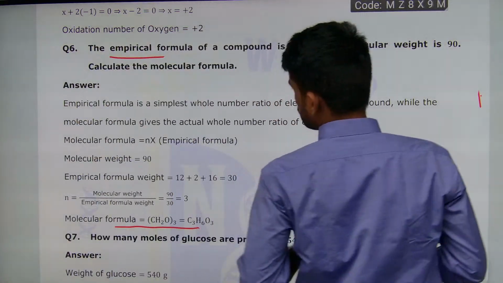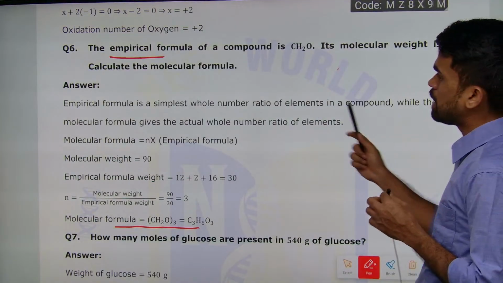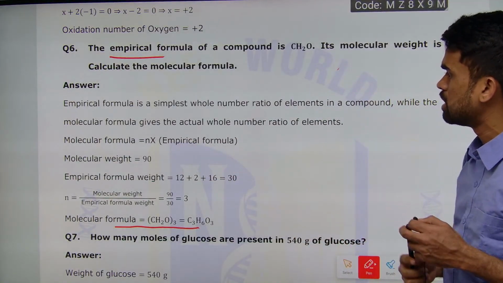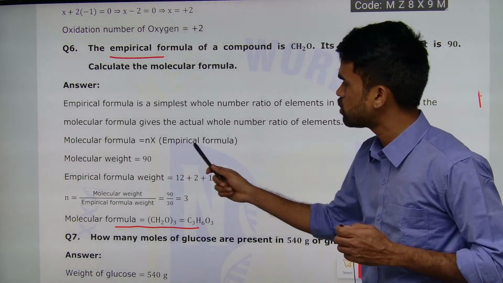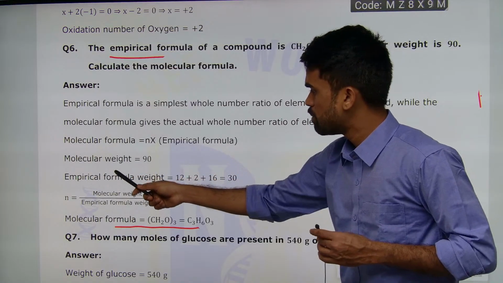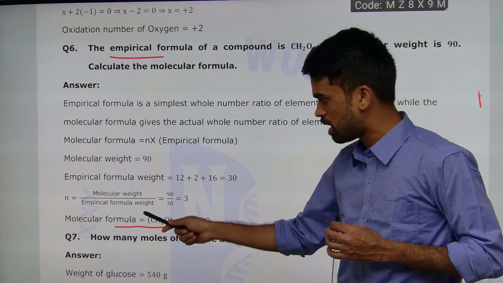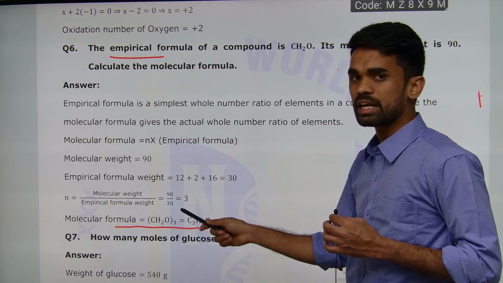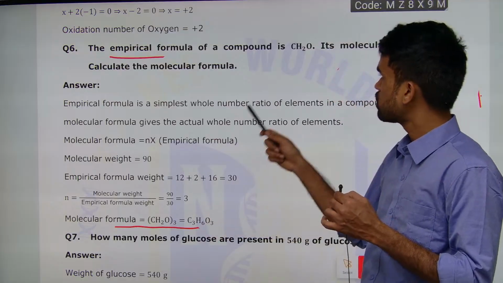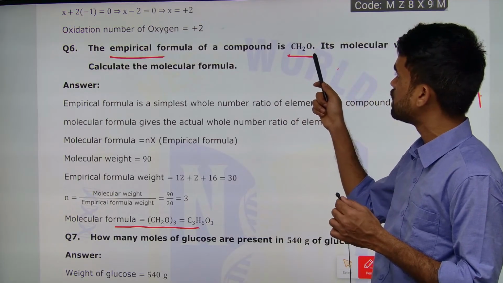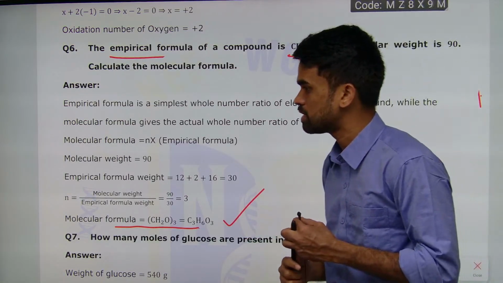Yeah, so look at this. Empirical formula is the simplest whole number ratio of elements in the compound, while molecular formula gives the actual number of atoms of the elements present in it. So molecular formula equals n into empirical formula. The molecular weight is 90, the empirical formula weight is 30. So you take molecular formula weight by empirical formula weight, that gives you 3. So our n value is 3. So the molecular formula will be the empirical formula into 3. So it becomes C3H6O3. That's it, we got the answer, right?